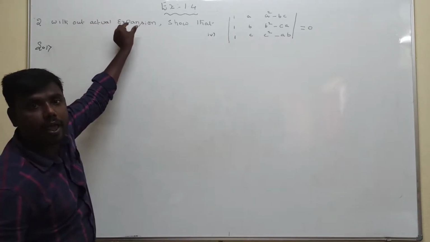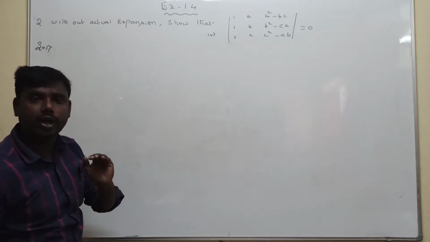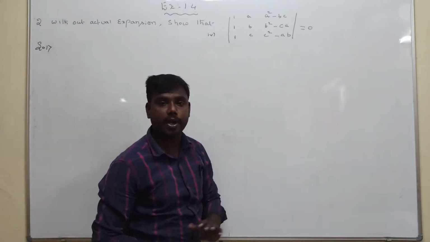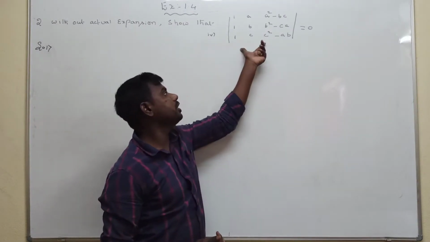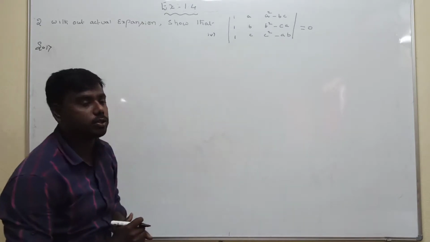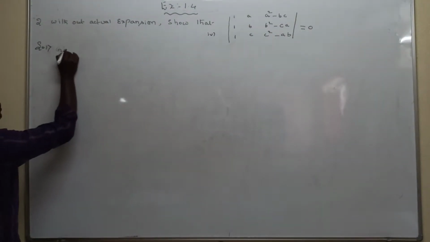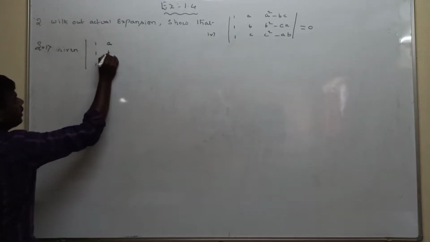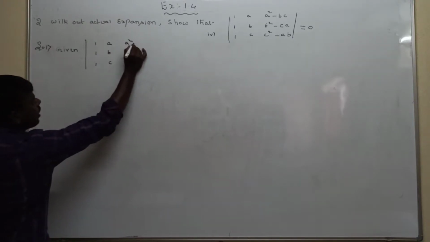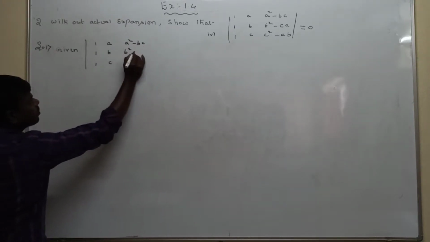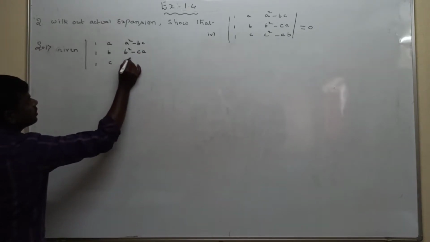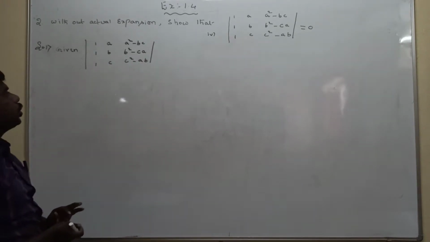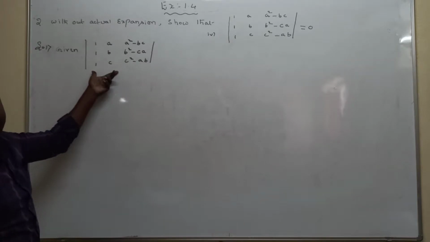Without actual expansion, prove that this determinant value will be 0. Without expansion, how to prove that this determinant value will be 0 means the solution. Given the determinant with rows 1 1 1, a b c, a square minus bc, b square minus ca, c square minus ab. Without actual expansion, prove that this determinant value will be 0.